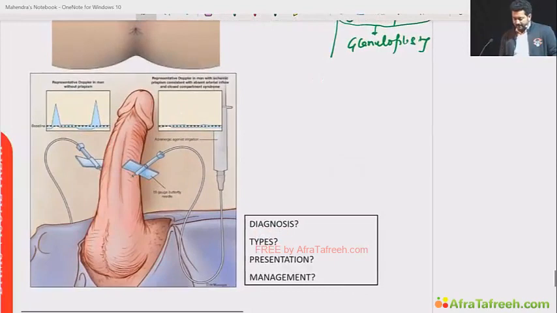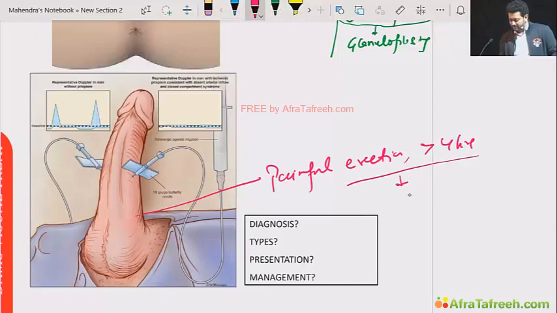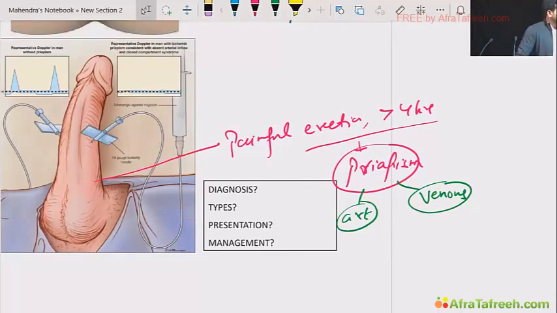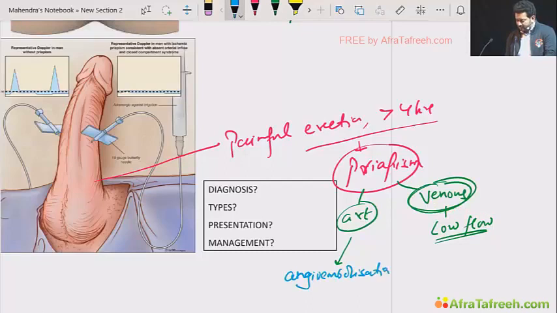In the next condition, there is persistent painful erection of the penis for more than 4 hours. What is the condition? Priapism. What are the two types of priapism? Arterial and venous. Which is more dangerous? Arterial is high flow, it is less dangerous. Venous is low flow and it is more dangerous, because it can lead to fibrosis and permanent damage in the corpora cavernosa, which can later cause erectile dysfunction. In arterial priapism, it is not very dangerous. You can go for angioembolization. The investigation you can do is a penile Doppler.